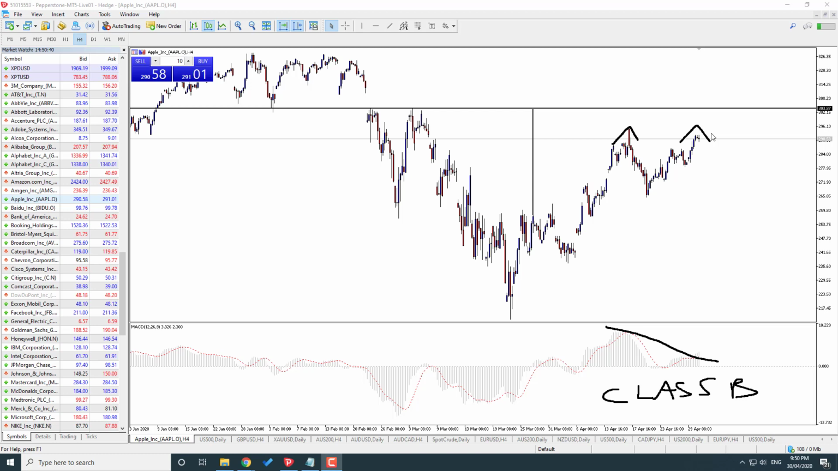So there's a couple of things to unpack here. Number one, Class B divergence is really great, but at the same time, I wouldn't just trade off Class B divergence. I'd want to see a little bit more. I'd want to see further candle confirmation. So maybe on the smaller time frames, a sell-off, followed by a pull-up, followed by a new lower low, and that would show me the change of trend on the smaller time frames, let's say 1 hour in this case.